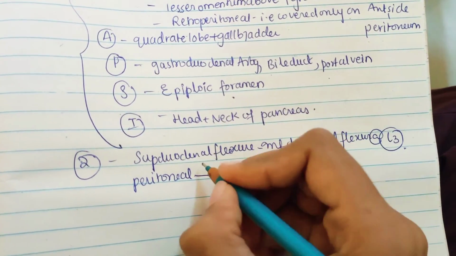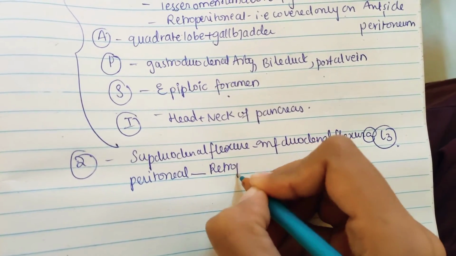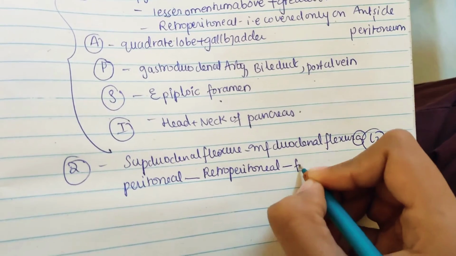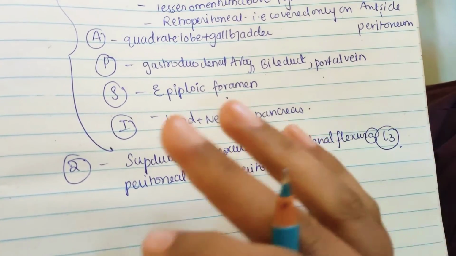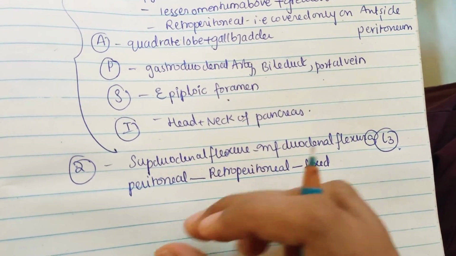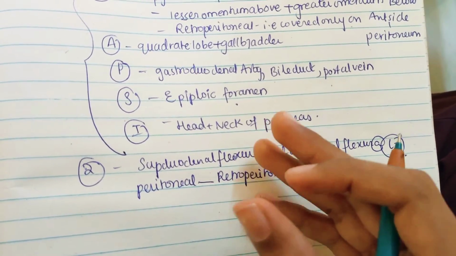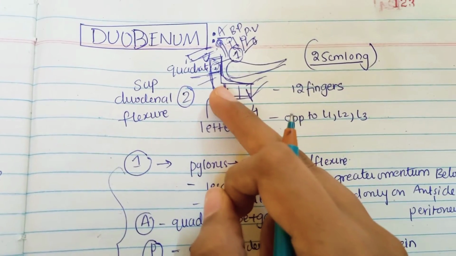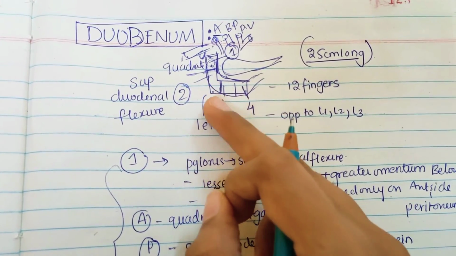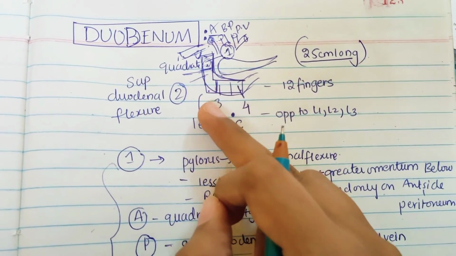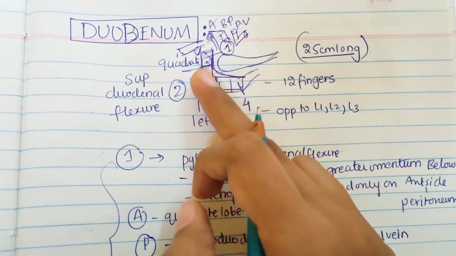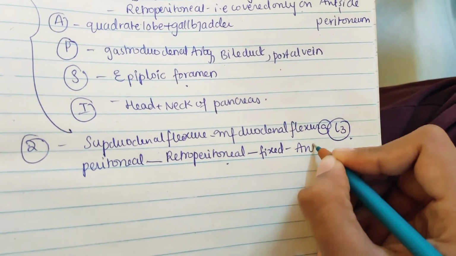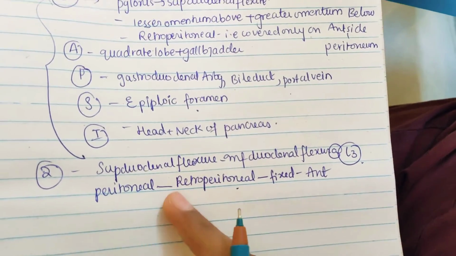It is retroperitoneal, which means it is also fixed. The anterior surface is only covered by peritoneum, except near the middle where it is directly related to the colon. You know, here you will have the transverse colon, right? So it is directly related to the colon only in its upper part, on the anterior surface. So here also it is retroperitoneal, and on the anterior surface it is covered by peritoneum.